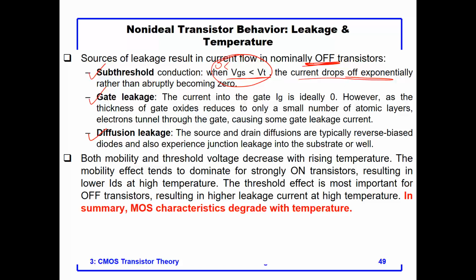Gate leakage, on the other hand: we typically assume that no current goes through the gate, but as the thickness of the oxide gets smaller and smaller, some electrons tunnel through this thin layer of TOX and go to the gate, making gate leakage. And then the diffusion leakage is basically the reverse bias diodes that we talked about.